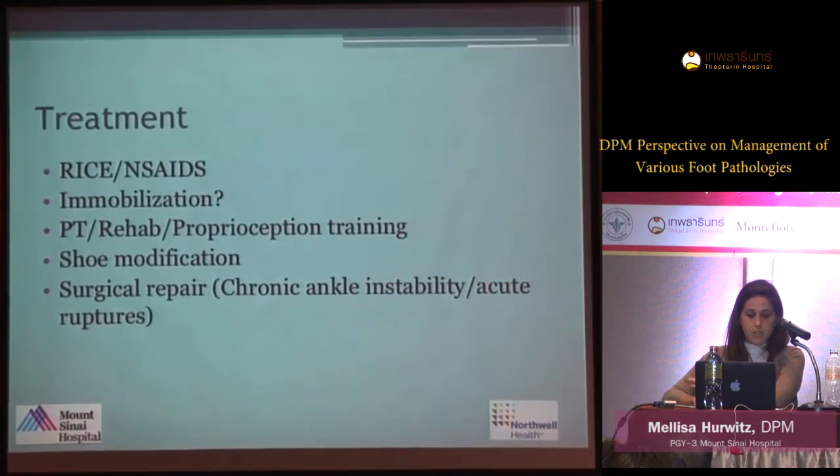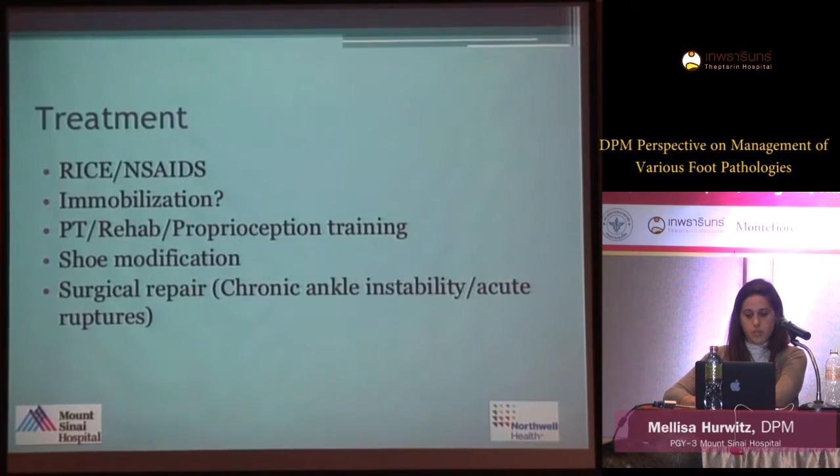So treatment for ankle sprain, again, as with all the other musculoskeletal injuries, is conservative: rest, ice, compression, elevation, NSAIDs. Immobilization is not necessary for any ankle sprain. However, sometimes if a patient does have a full tear of the ligament, it is too painful to walk on it, even though walking on it won't necessarily damage anything else.